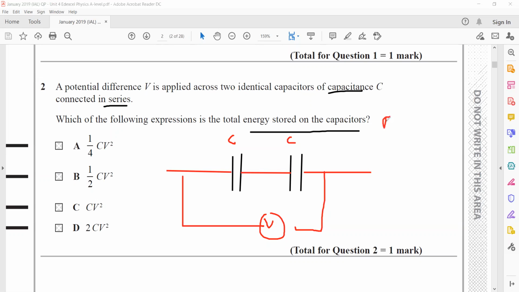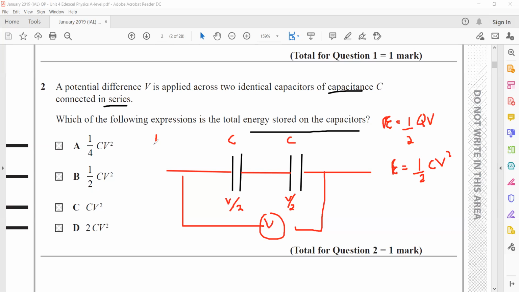The energy stored in a capacitor is equal to half QV. But in this question, the charge Q is not given, only V. In terms of capacitance, Q equals CV. If I substitute CV in place of Q, it becomes half CV squared. As the total voltage is V and they are connected in series, what will be the voltage across the first capacitor? It's V by 2, and the voltage across the second capacitor is also V by 2, because the total voltage will divide.